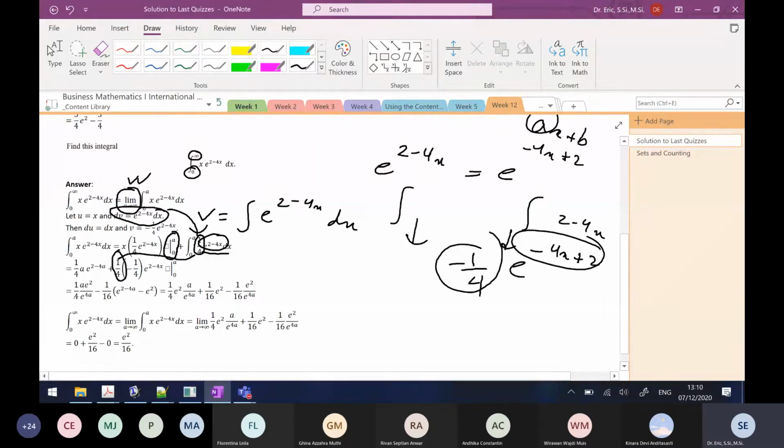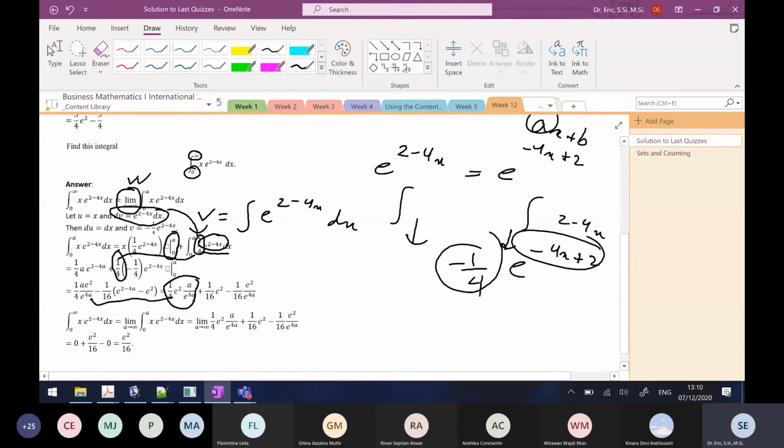So if I have 1 over 4, a e to the squared, e to the 4a, e to the 4a, I make it up by this. This is the same as this, yeah? This is the same as this. But I can see it more clearly.